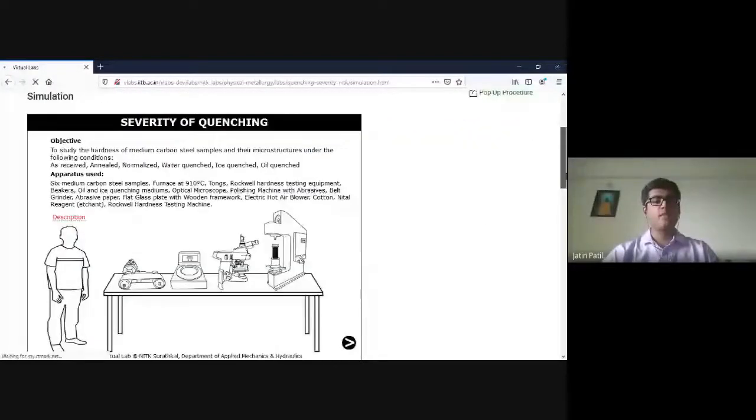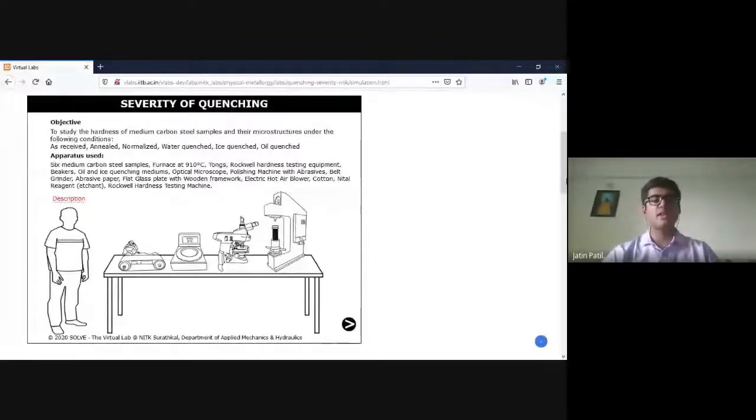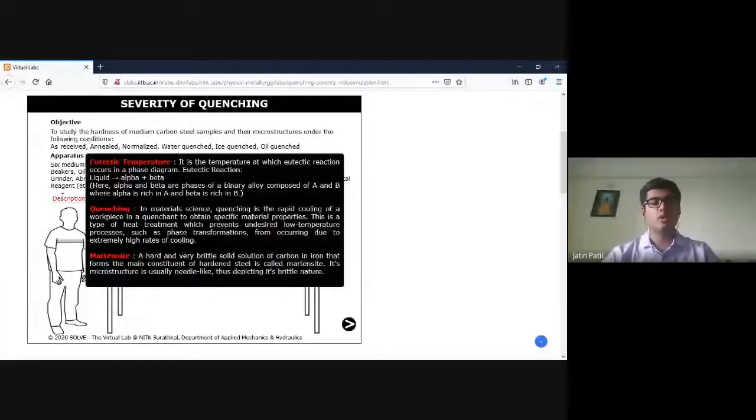The objective of this experiment is to study the hardness of medium carbon steel samples when they're heat treated and then quenched in annealed, normalized, water quench, ice quench, and oil quench conditions. The apparatus involved are a furnace at 910 degrees Celsius, tongs, Rockwell hardness testing equipment, beakers, oil quenching and ice quenching mediums, electric hot air blower, cotton, and 2% nital reagent. You can click on the description to view three important terms required to understand this experiment.